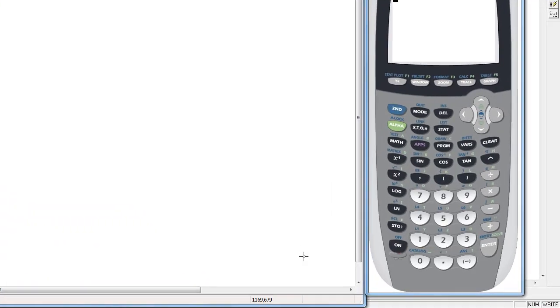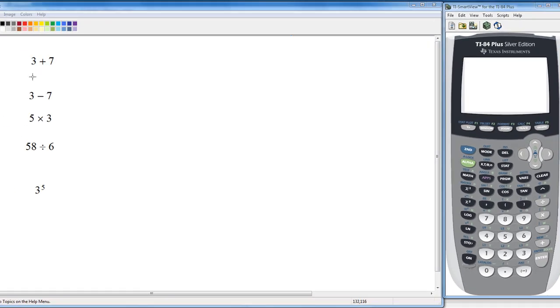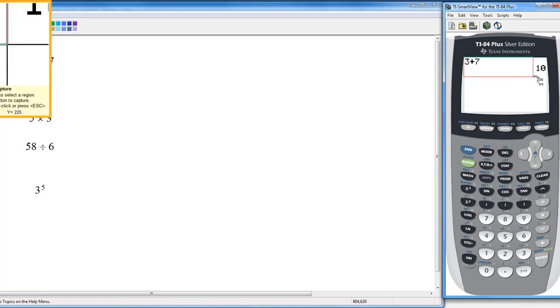Now let's use this calculator to do some arithmetic operations. Say I have to find 3 plus 7. So just press 3, type in plus, do 7, say enter, and the sum is right there for you.